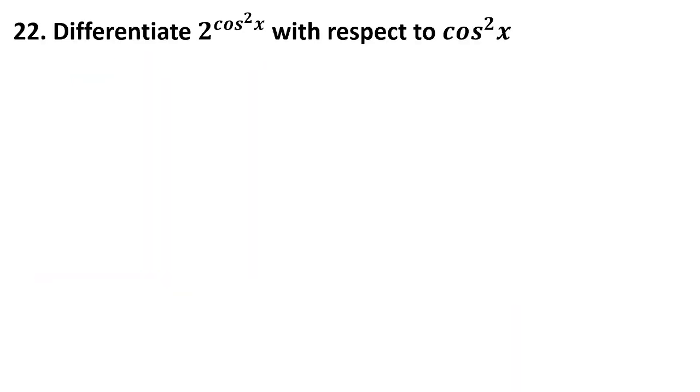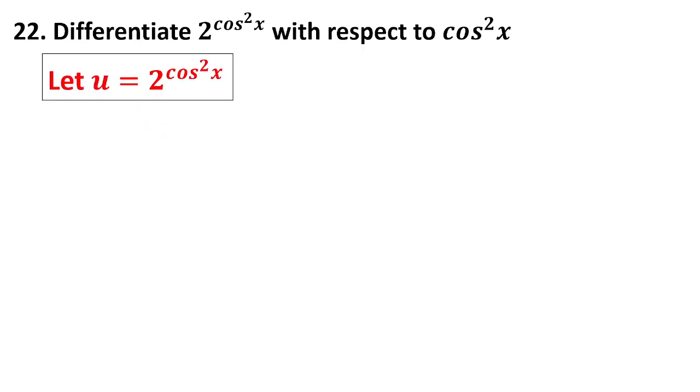Move on to question number 22. Differentiate a function with respect to another function. Always remember, the formula is very simple: derivative of the first function upon derivative of the second function. You find the derivative separately and then directly put it. In this problem, there is one interesting thing happening. 2 cos square x with respect to the power of it, simply cos square x. Therefore, there is a shortcut, but let us do it in the normal way.